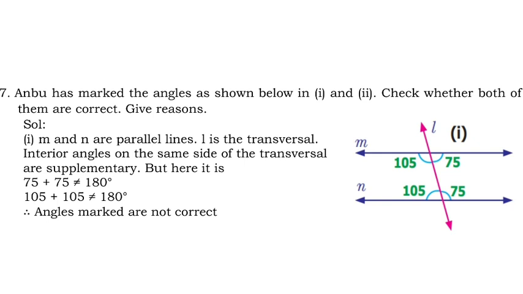Seventh question. Anbu has marked the angles as shown below. Check whether both of them are correct. Give reason. Solution. M and N are parallel lines. L is the transversal. Interior angles on the same side of the transversal are supplementary, but here 75 plus 75 is not equal to 180 degrees. 105 plus 105 is not equal to 180 degrees. So therefore, angles marked are not correct.